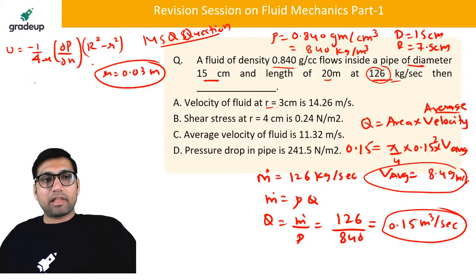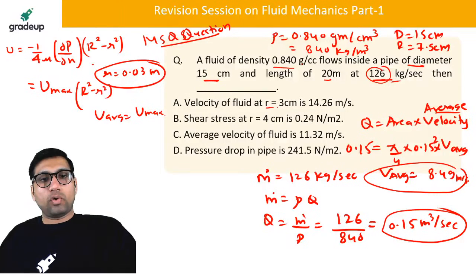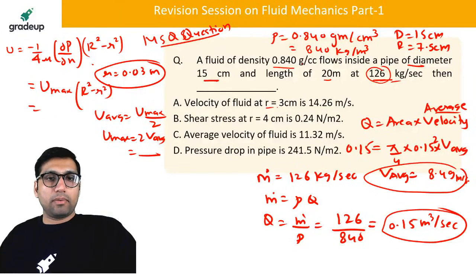Because for the velocity profile, average velocity is equal to maximum velocity by 2. So maximum velocity will be equal to 2 times the average velocity. Just put the value, and you will be getting the local velocity.